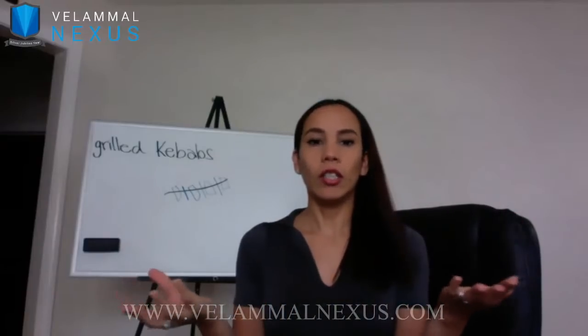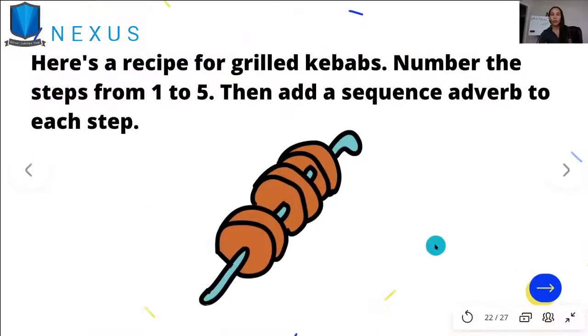The first thing you have to do, just think of the logic of it, like what would you do before? So the first thing you are going to do is number the steps. As a matter of fact, I have already numbered the first step for you, and then you have to add a sequence adverb. So first, then, next, after that, and finally. Of course I have already given you the first one, so it has a number 1, and it has the adverb first. Okay, you have to identify the rest of them.